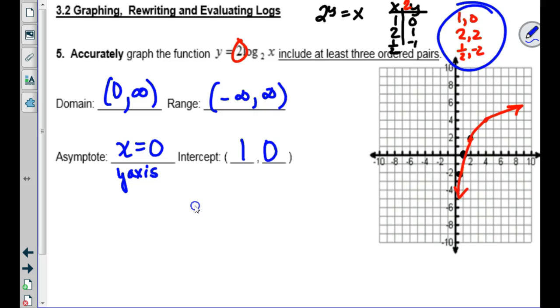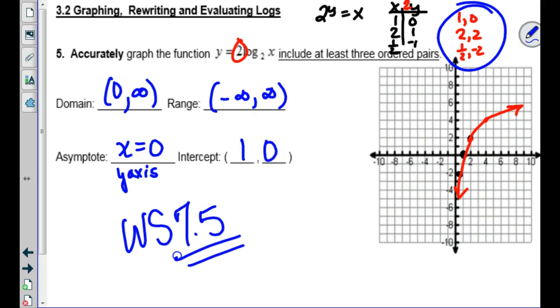Questions? Worksheet 7.5, or is it 8.5? No, it's 7.5. It has more graphing practice on this, okay? There's a couple more with the answers on the back. It's in your packet, worksheet 7.5, if you need more practice with the graphing.